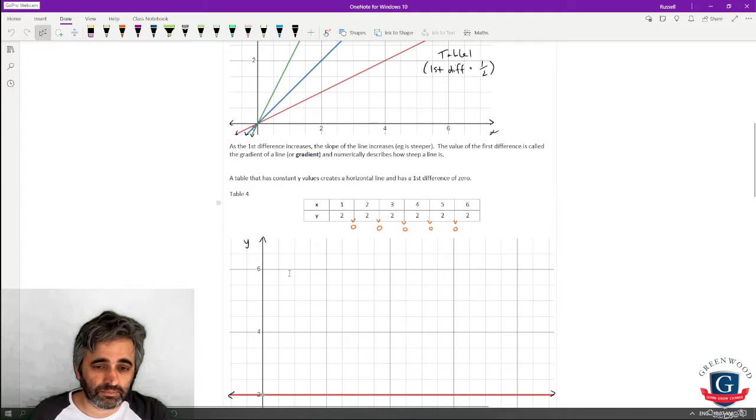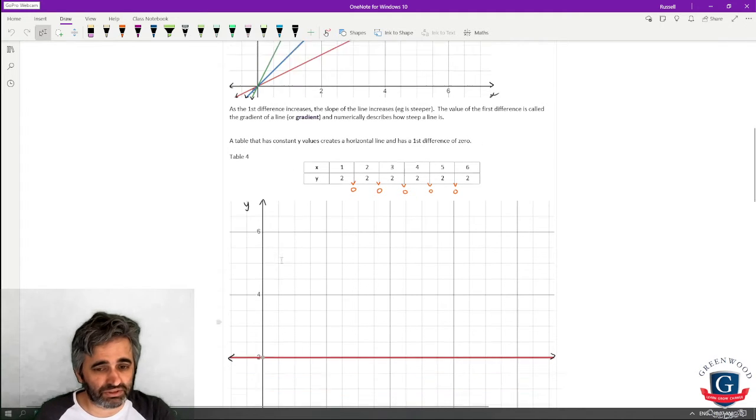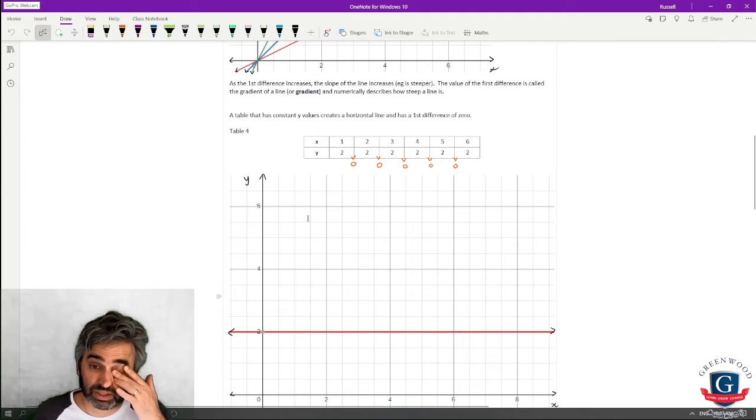Now, there are a few lines that act a little bit differently though. This isn't one of them, but it's a bit hard to think about. If we have a horizontal line, it has a gradient of 0. As x increases, y does not increase. You can see here that would be (1, 2), (2, 2), (3, 2), (4, 2), (5, 2). As x increases, y does nothing, therefore we get a horizontal line. That's true for all horizontal lines. They'll always have a first difference of 0.